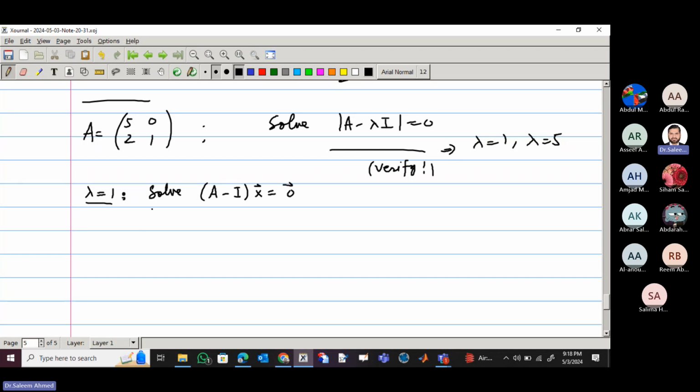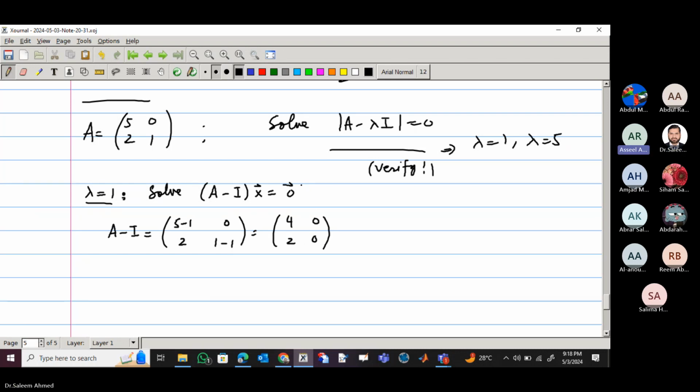So lambda is 1, so it becomes A minus I times x equal to 0. I have to solve this. To solve this, I will only write this matrix, not the system. This matrix is subtracting 1 from the diagonal. 5 minus 1, 0, 2, 1 minus 1. So 4, 0, 2, 0.